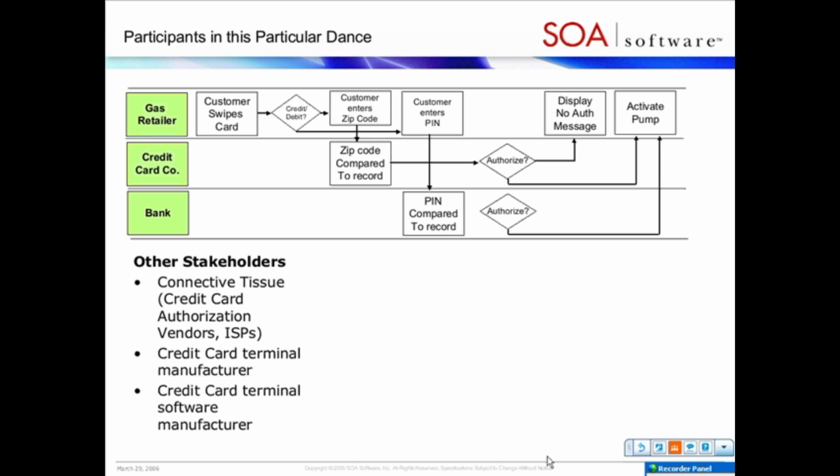Just to continue with this, it's worth noting that there are three entities involved in this process. It's not a one company situation. There's a gas retailer, there's a credit card company, and there's a bank, and they all have to work together. And there are other participants as well. There are people who are in the business of authorizing credit card transactions. There are internet service providers or network providers. There are companies that manufacture credit card terminals and gas pumps, and also companies that create software for those kinds of hardware products.